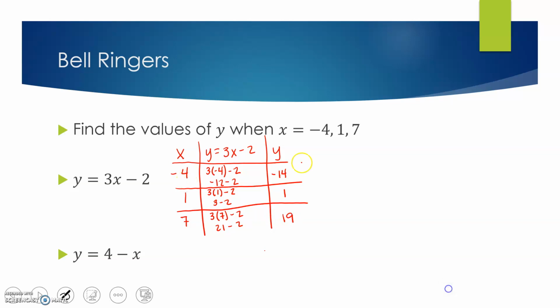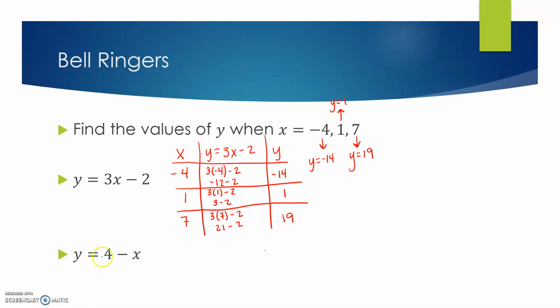So we would say, okay, when x equals -4, y equals -14. When x equals 1, we would say y equals 1. And when x equals 7, y equals 19. So that's for the first equation.